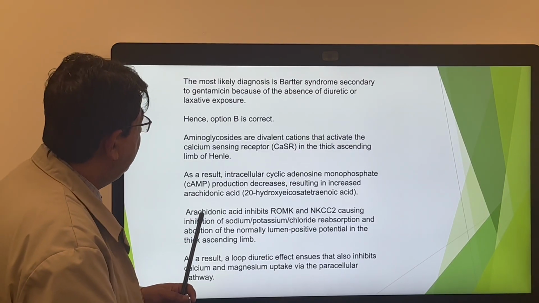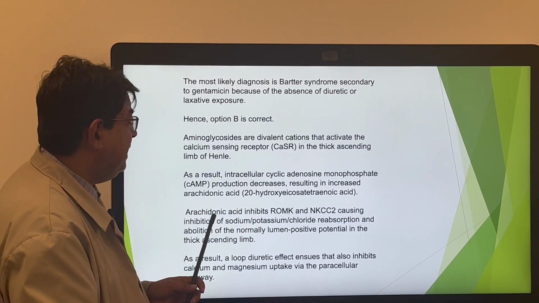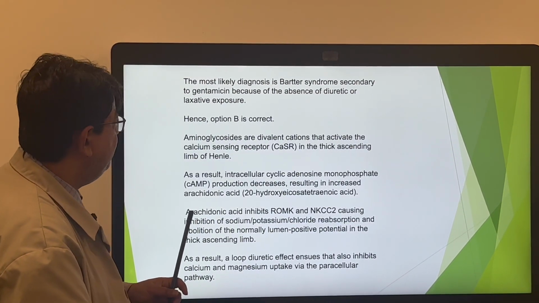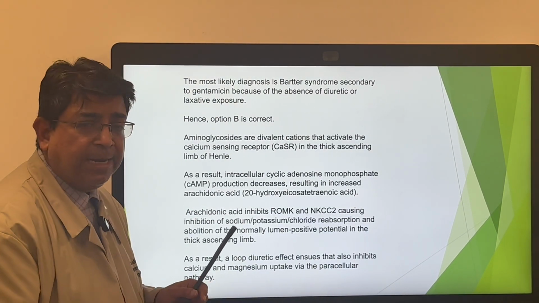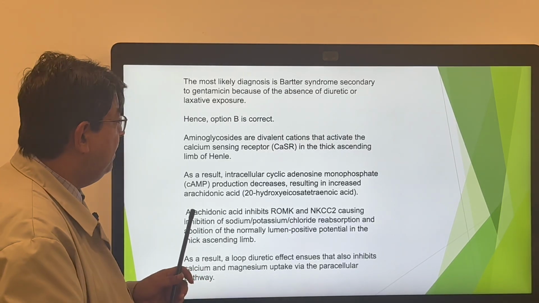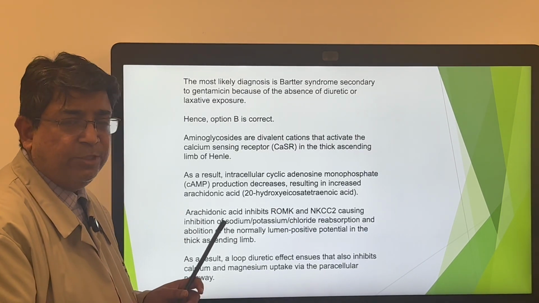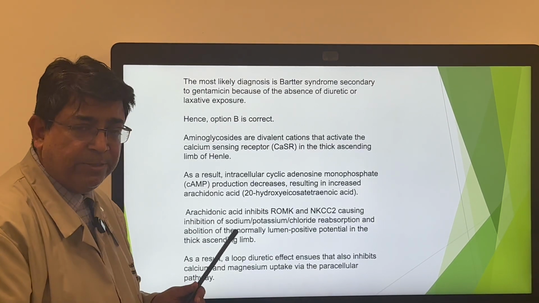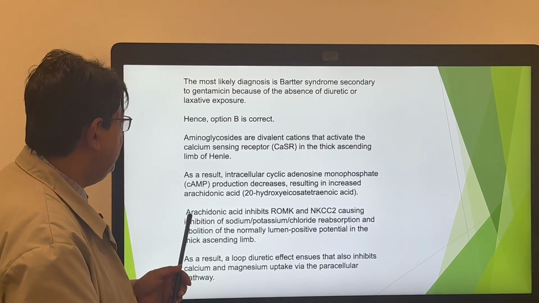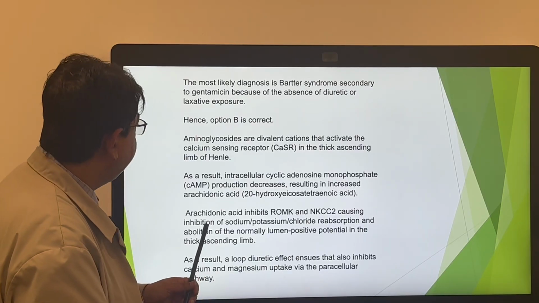So here, the most likely diagnosis is acquired Bartter's due to gentamicin. Gitelman's and Bartter's are quite rare because they're inherited disorders, they're tubulopathies. But acquired forms are actually quite common, typically gentamicin and cisplatin.